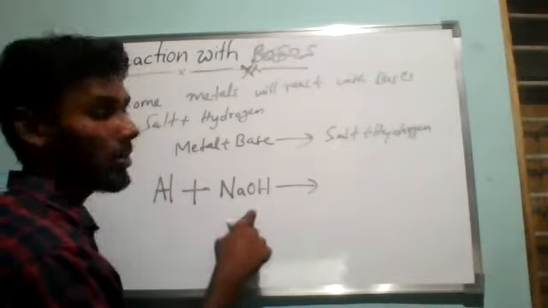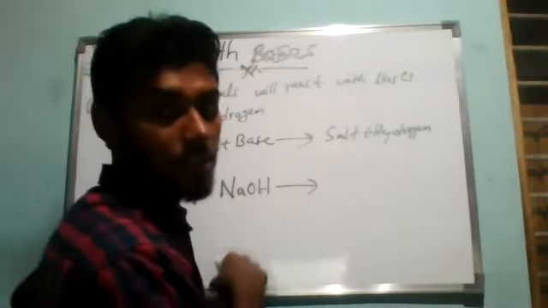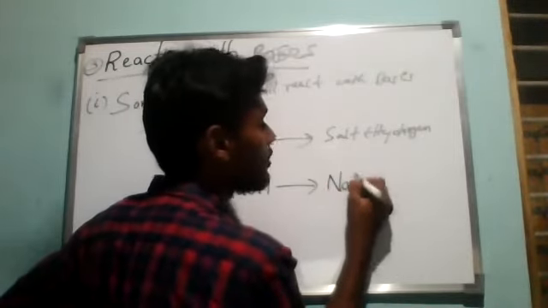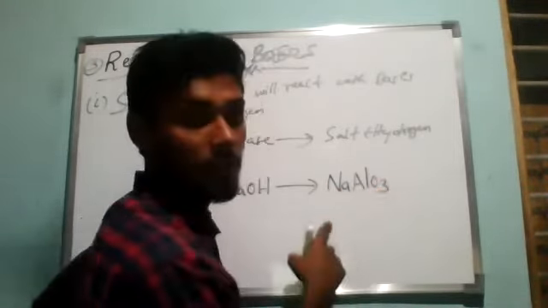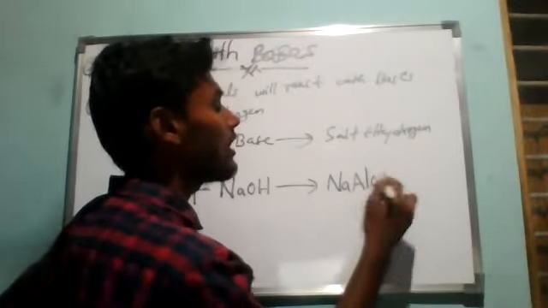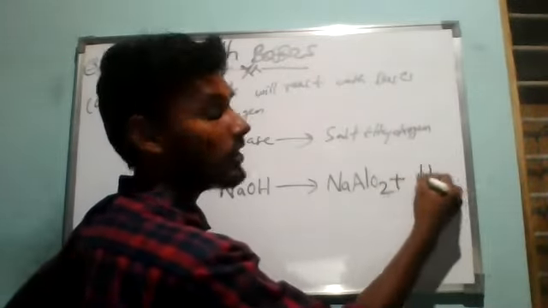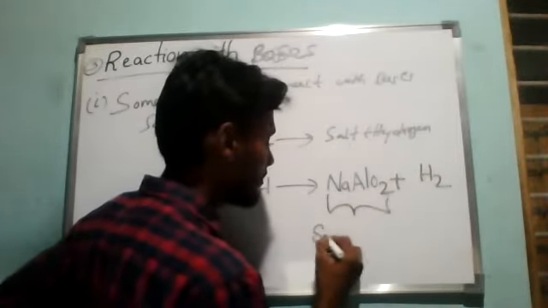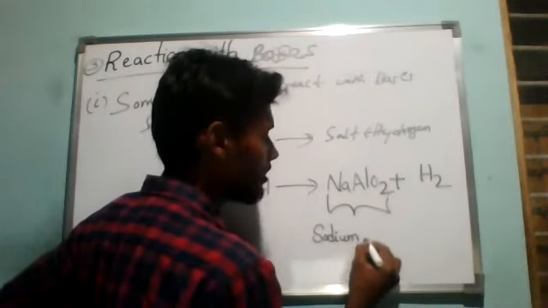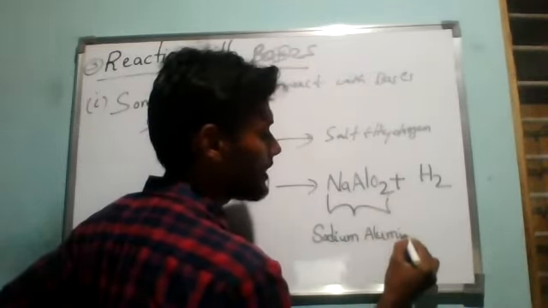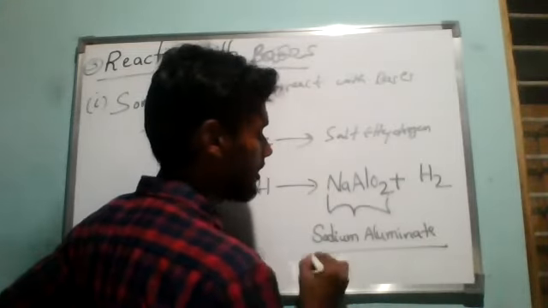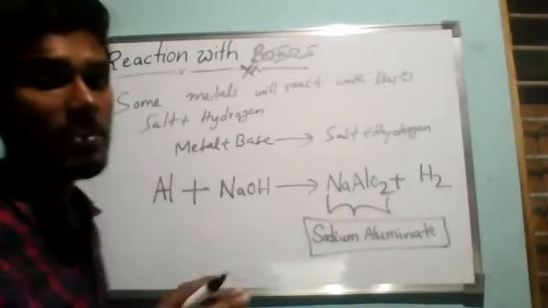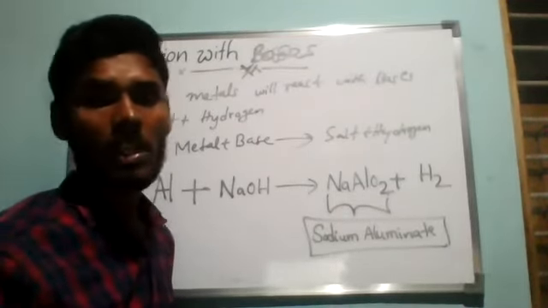Aluminium and sodium hydroxide give us a salt called sodium aluminate, NaAlO2, along with hydrogen gas. If you want, write the name also: sodium aluminate. So this is about metals. Some metals react with the bases to form respective salts and hydrogen gas.